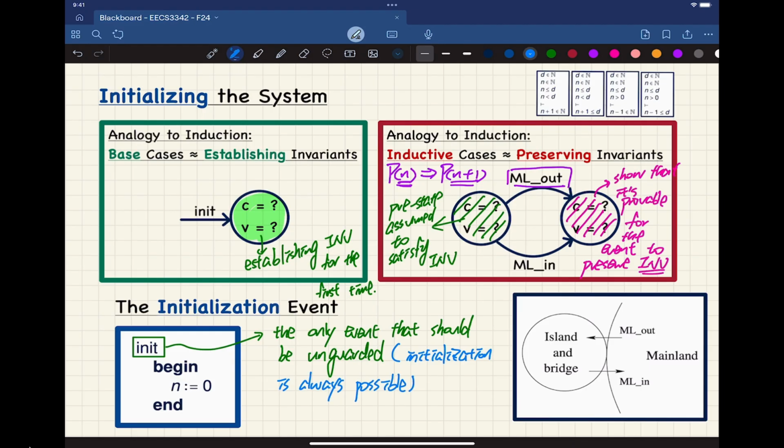On the other hand, for any other non-init events, for example, ML out and ML in, if you don't see any guards for either one of them, that should be a problem. That's why we couldn't really discharge some of the preserving invariant proof obligations. So we had to add one guard to here and one guard to here, right? They have different constraints. Init should never have a guard, but all other events should always have some guard to make sure all the regular events are not always unguarded. Okay.